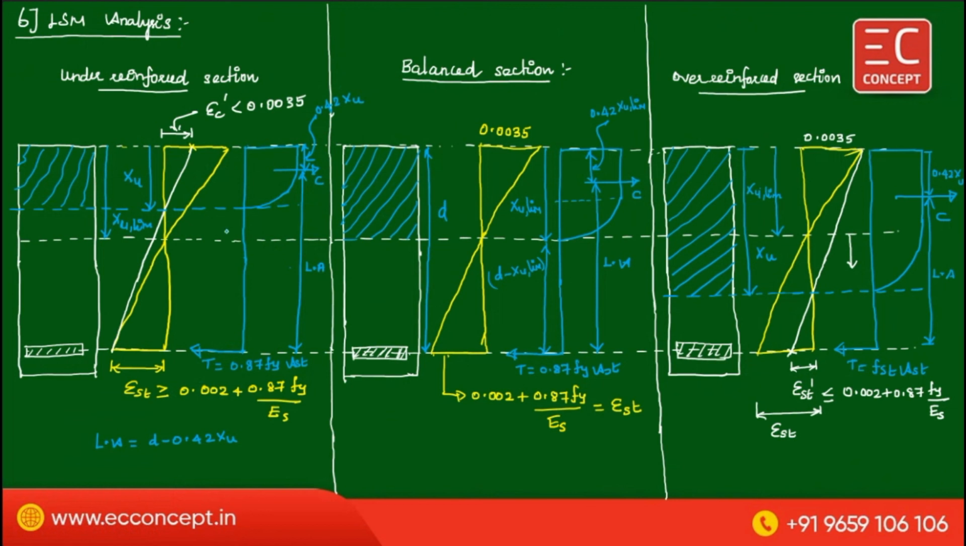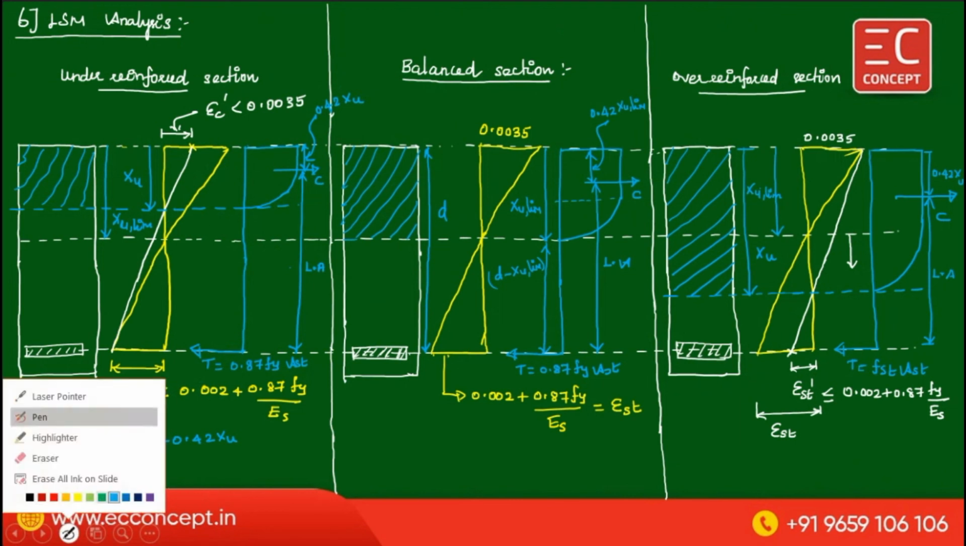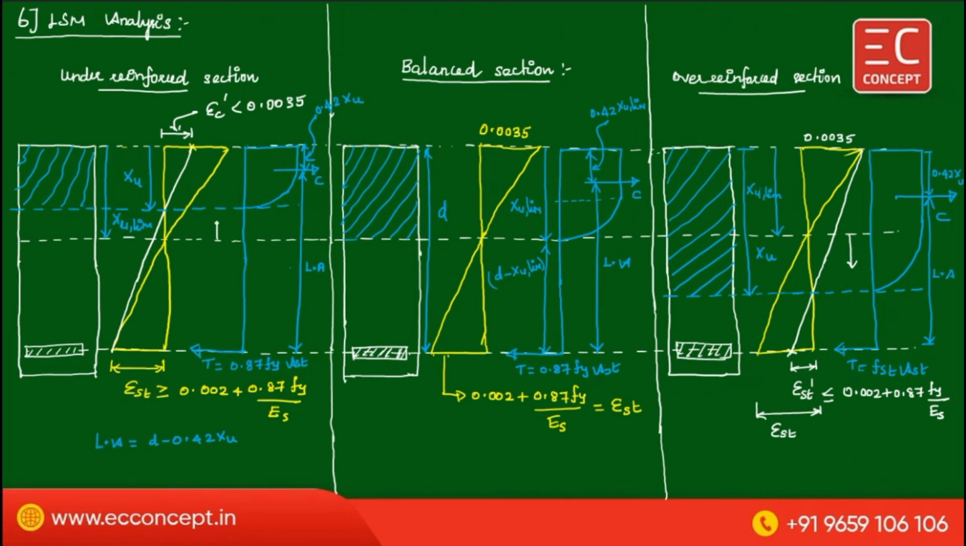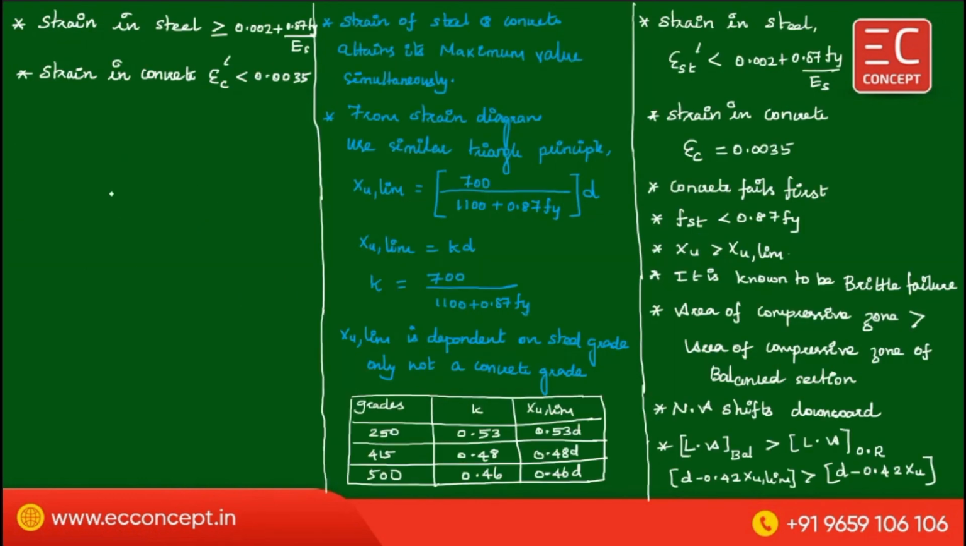Okay, here see, neutral axis shifts upward, but here the neutral axis shifts downward. These are the points they will ask you in the examination. Your neutral axis moves upward. Okay, now we are going to write. Okay, next one is here steel yields first and fails.